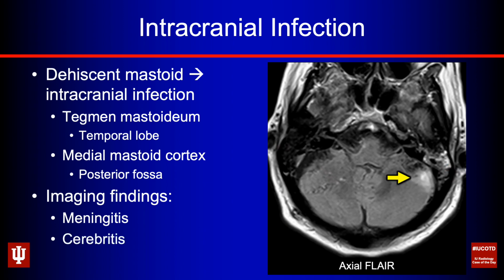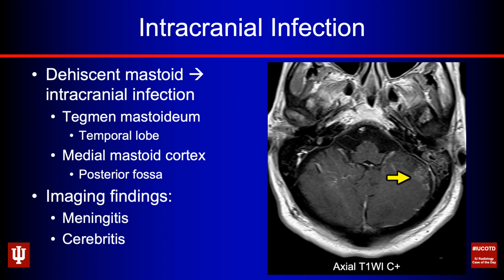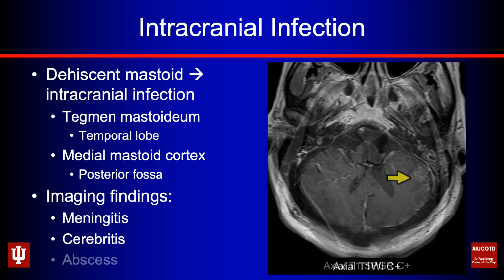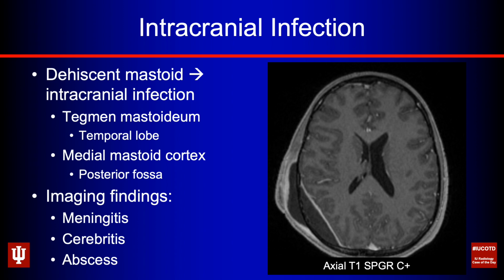You can also get cerebritis. So here was a patient that had left coalescent otomastoiditis, and look on this FLAIR. Look at the lateral cerebellum. We can see that edema. If we give contrast, we have this wispy enhancement, a good look for acute cerebritis as well. And then you can also get intracranial abscesses in the extraaxial space, along the epidural space, for instance.